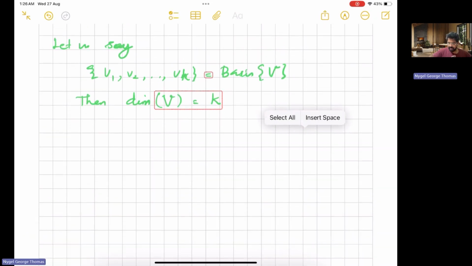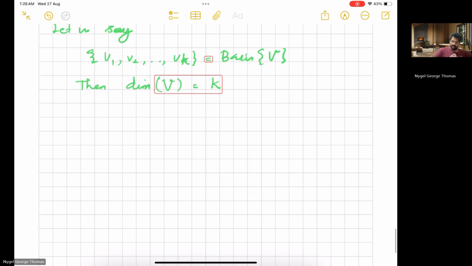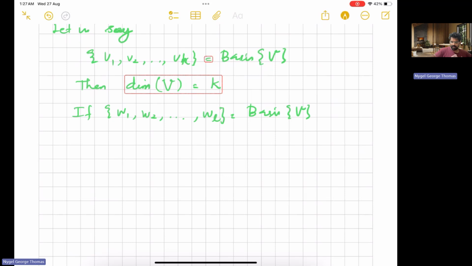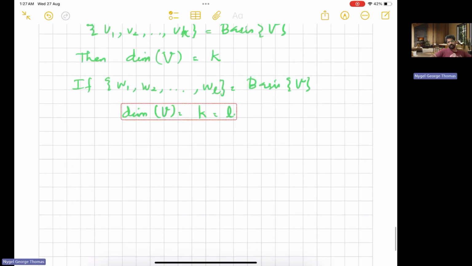And the basis theorem says, if we have another spanning set w1, w2, etc. wl, be also a basis of V, because a basis need not be unique. What the basis theorem says is the dimension of V, k is equal to l. This is what the basis theorem says.